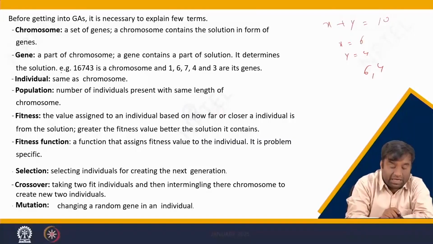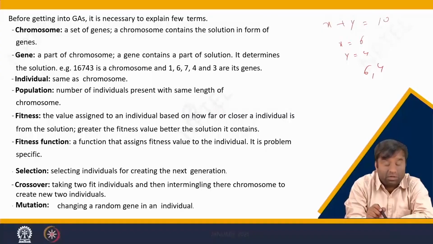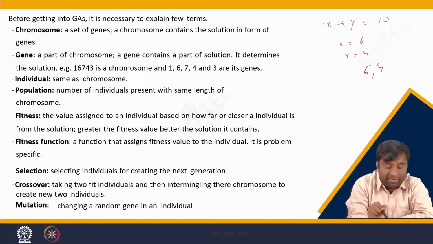It determines the solution. For example, 1716 or 16743 is a chromosome, and the individual numbers, 1, 6, 7, 4, 3, are its genes. Individual means the same as chromosome, so that is one individual. Population is the number of individuals present with the same length of chromosomes.